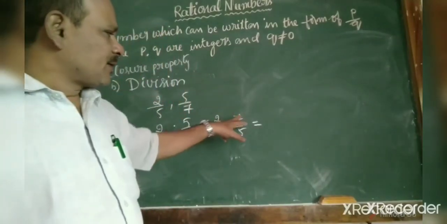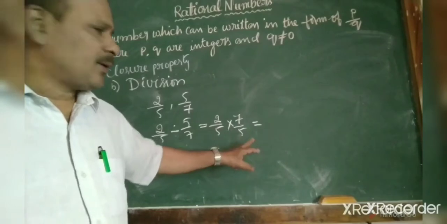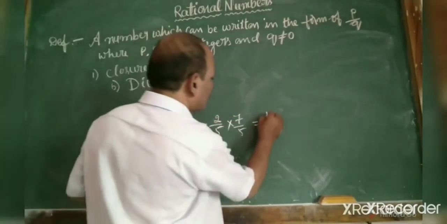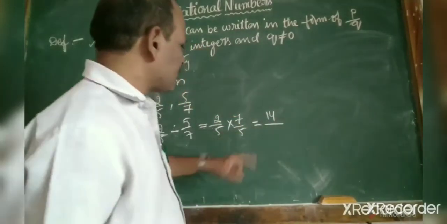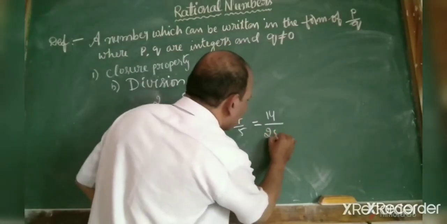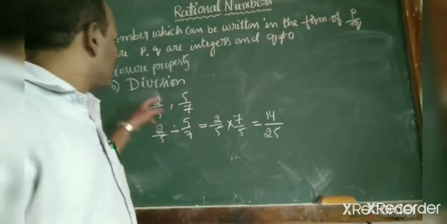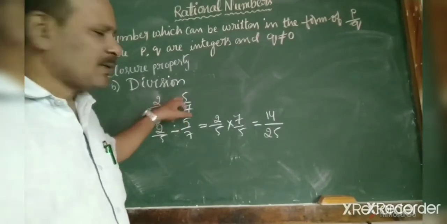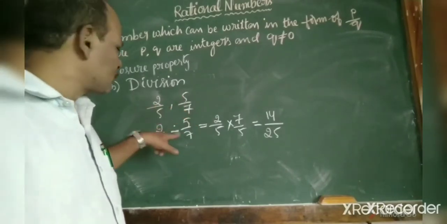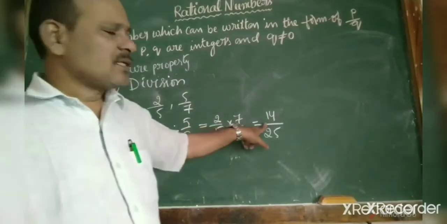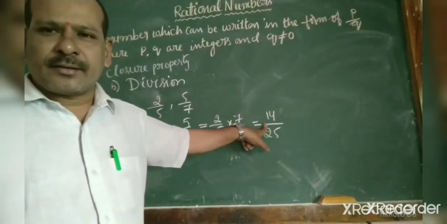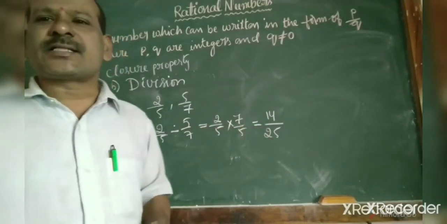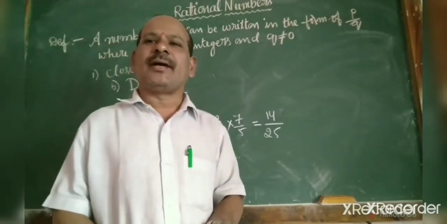Now numerator and numerator, denominator and denominator. 2 sevens are 14, 5 fives are 25. Now see here, the two rational numbers 2 by 5 and 5 by 7. If I do division of the two numbers, the result is also a rational number. So we can say that rational numbers are closed under division.